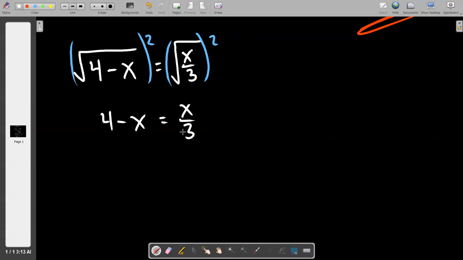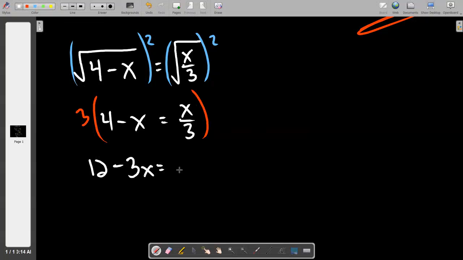What do you do, Tanner? That's what I would do. People don't like fractions, and it's always interesting to watch them struggle, because why not just get rid of them? Just multiply by 3. It doesn't get you any closer to solving the equation, but it sure feels nice, because then there are no more fractions. So if I multiply this entire equation by 3, what do I get? You get 12 minus 3x.